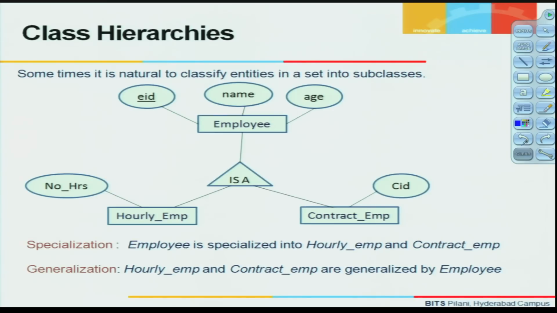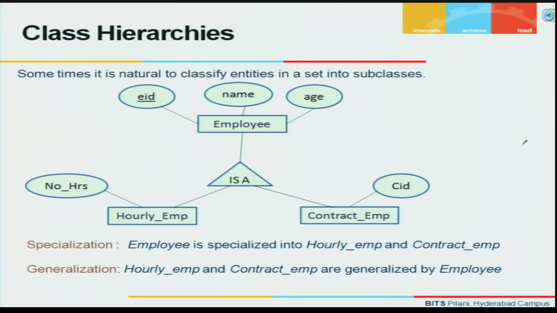Next, in ER modeling, we can also capture superclassing and subclassing concepts. We call them class hierarchies. Sometimes it is natural to classify entities in a set into subclasses. Let us assume this employee entity type, which has employee ID, name and age as the attributes. Based on some criteria, we can classify the entities available in the employee set into 2 categories. Let us assume a scenario where the company has hourly employees and contract employees. Both of them belong to the employee type.